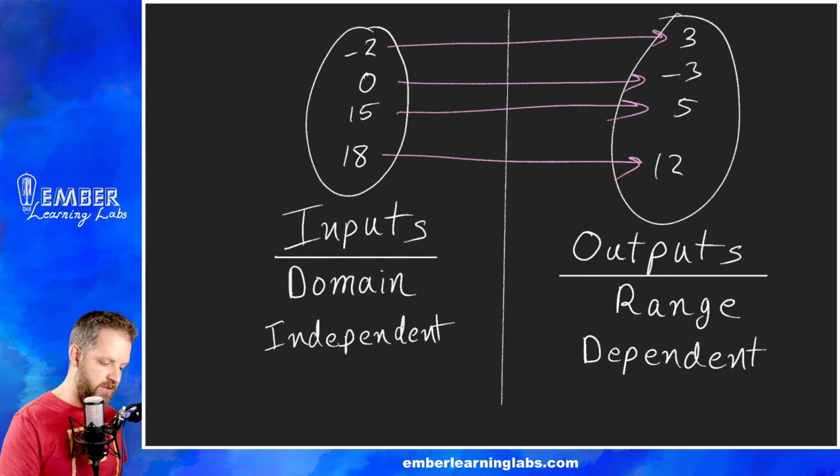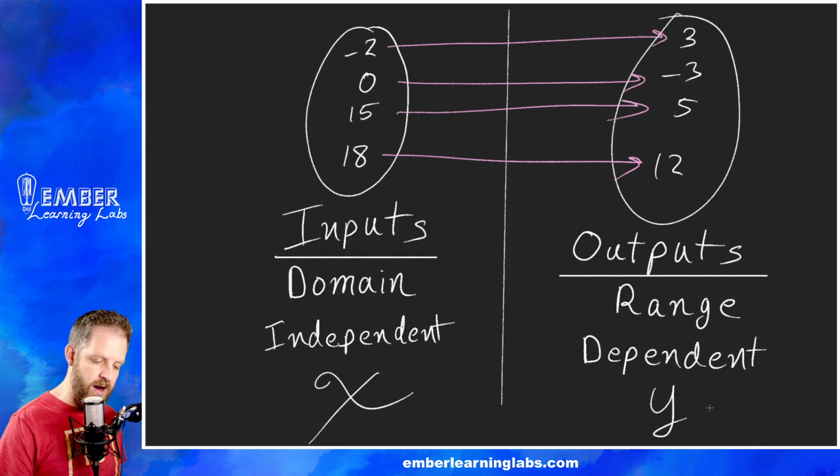The input, also the domain, relates to the X variable. And the range, the outputs, the dependent, relates to the Y variable in a function. Okay.